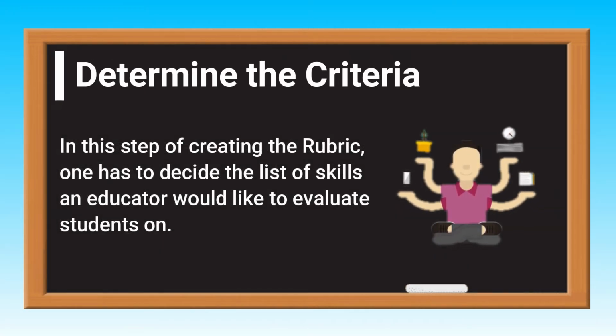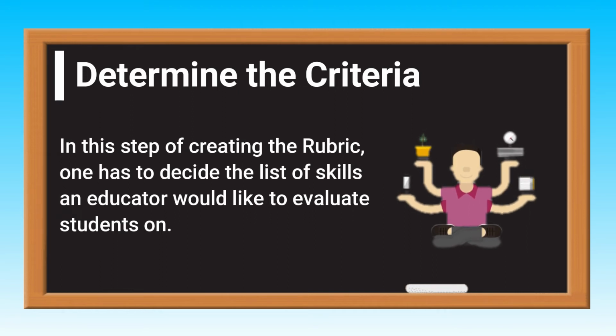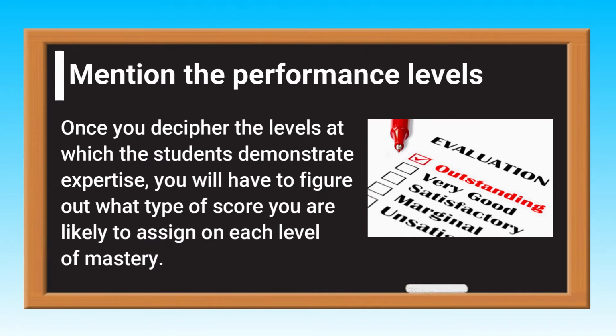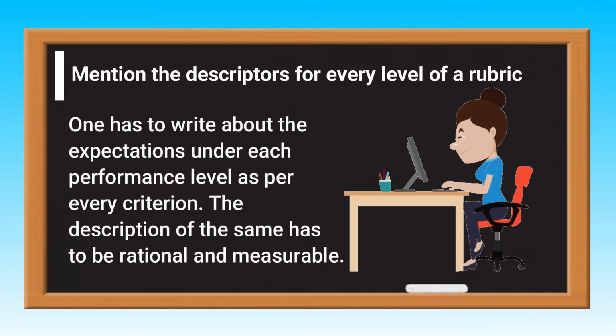Number 3. Determine the criteria. In this step of creating the rubric, one has to decide the list of skills an educator would like to evaluate students on, like a particular subject. After that, one can even group them based on similarities to avoid technicalities. Number 4. Mention the performance level. Once you decipher the levels at which the students demonstrate expertise, you will have to figure out what type of scores you are likely to assign on each level of mastery. Most of these ratings range between the levels of 3 to 5, whereas other teachers mainly assign letter grades, numbers, and percentages.